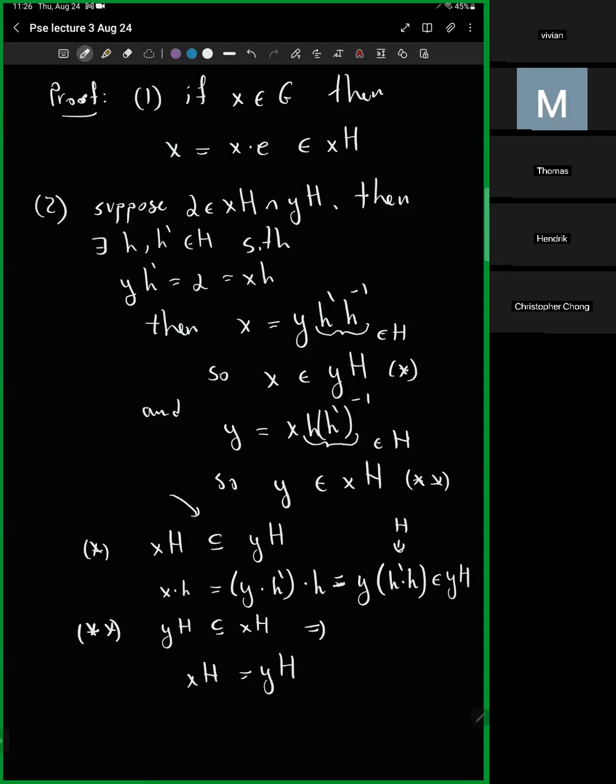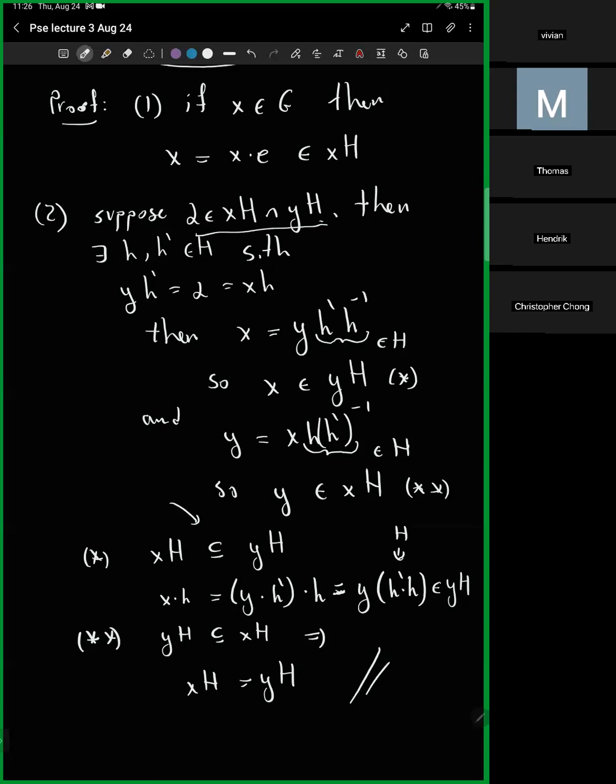Okay, so what we deduced? If two cosets have even one common element, then they must be equal. So it means that if they are not equal, they don't have any common element. This finished the proofs.